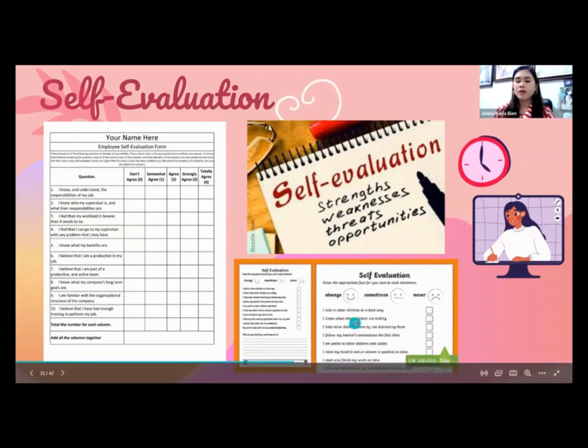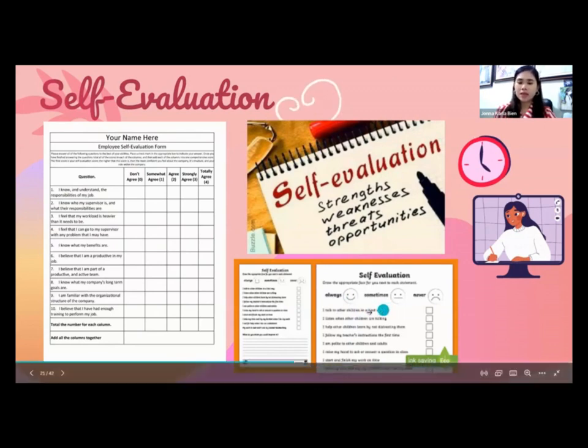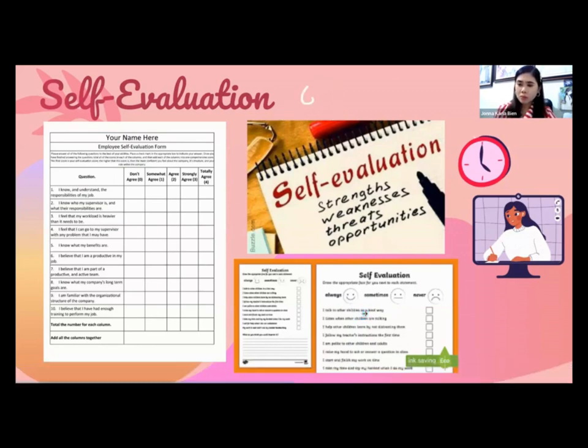And we could be creative in crafting how these forms will look, especially if we are involving kids. Then we could include some pictures because, as we all know, students enjoy pictures. It could even be color coded, especially if it will be done online. Then utilize some designs that they would love, because the self-evaluation would cover the strengths, the weaknesses, the threats, and the opportunities. That's why we also have a SWOT analysis.